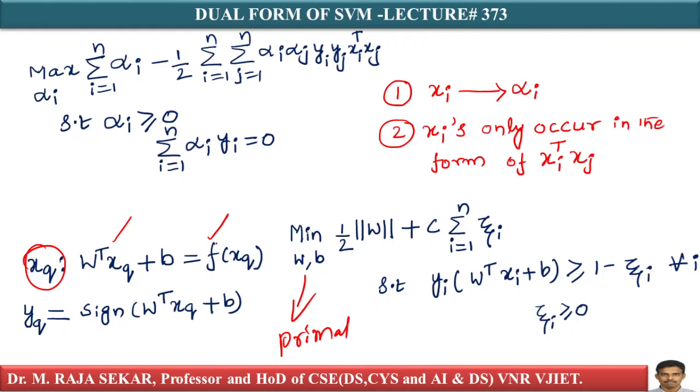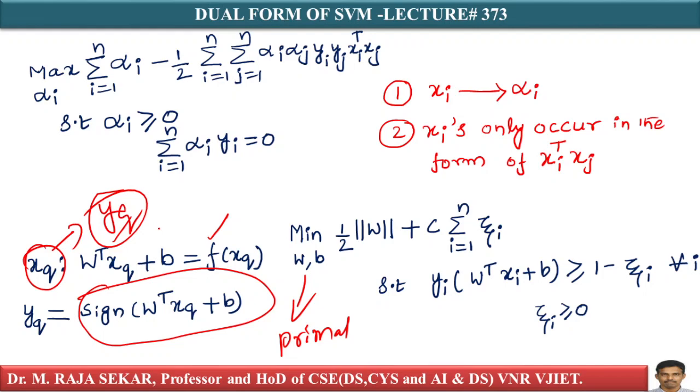The whole task of classification is, given a query point xq, you want to predict its yq. The sign of W transpose xq plus b is nothing but yq. If you solve this primal problem, you will get this yq. Depending on the sign of yq, you can say whether it is a positive point or a negative point.